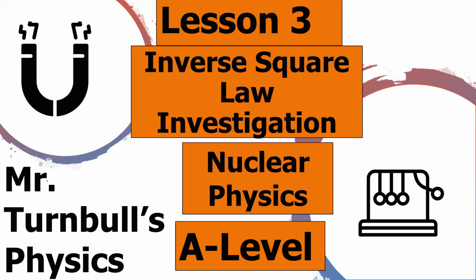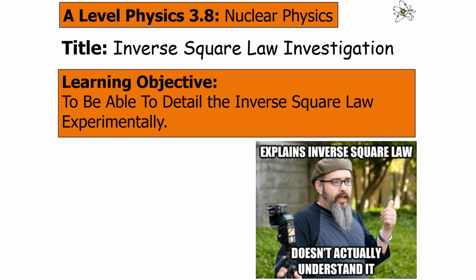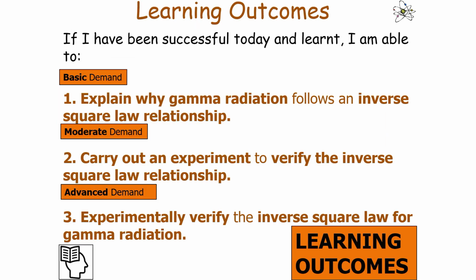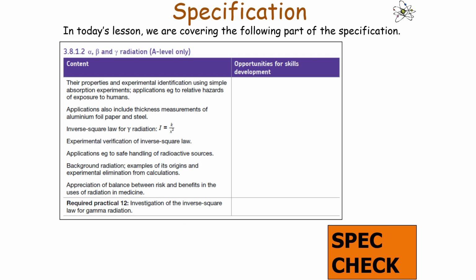Hello and welcome to the following lesson on the inverse square law investigation, which is part of the AQA A-level nuclear physics topic. In today's lesson we're going to look at detailing the inverse square law experimentally. If we've been successful, we should be able to explain why gamma radiation follows an inverse square law relationship, carry out an experiment to verify the inverse square law relationship, and finally experimentally verify the inverse square law relationship for gamma radiation, which links into the following part of the AQA A-level physics specification, 3.8.1.2 alpha, beta and gamma radiation.